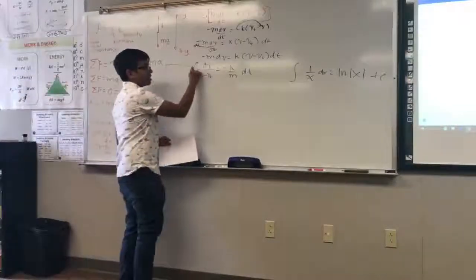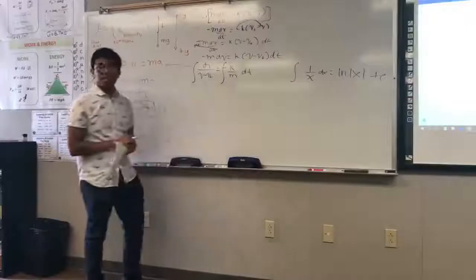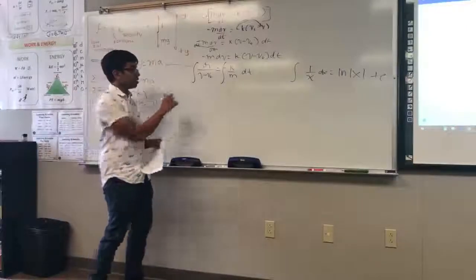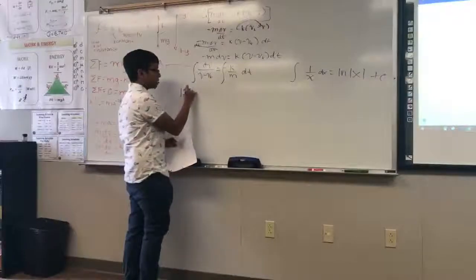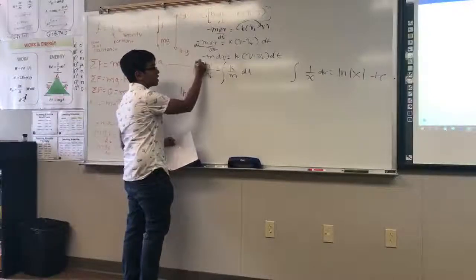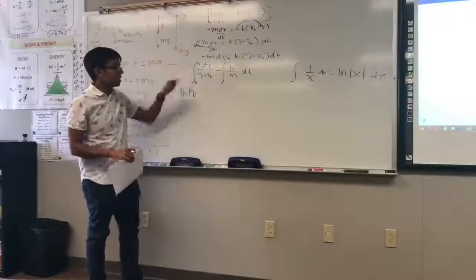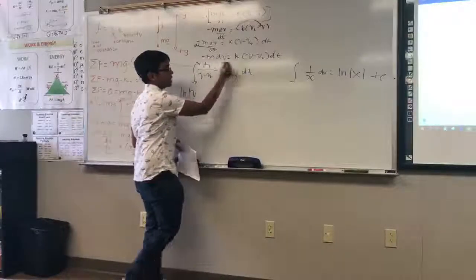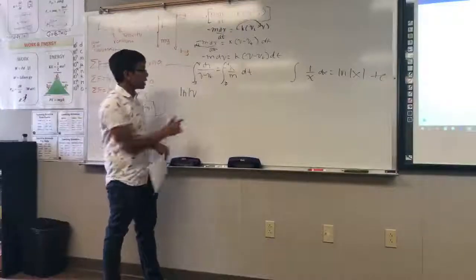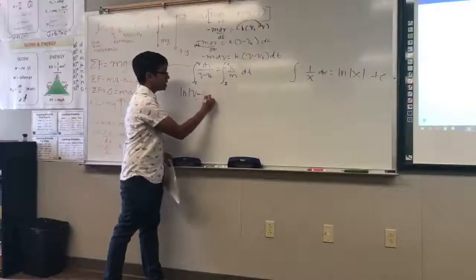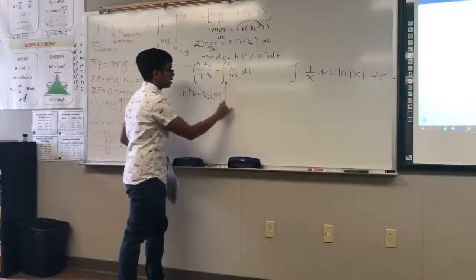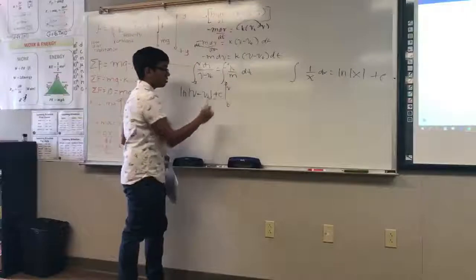So if I take the integral of this on both sides, what happens? You see that it becomes ln v, and what you have to remember is we're going to do a definite integral from 0 to v and 0 to t. So ln of v minus vt, plus c, from 0 to v.